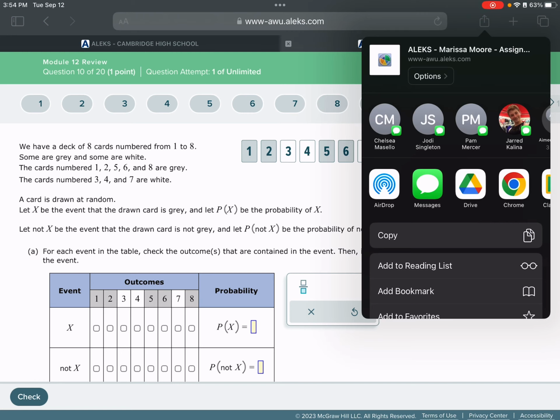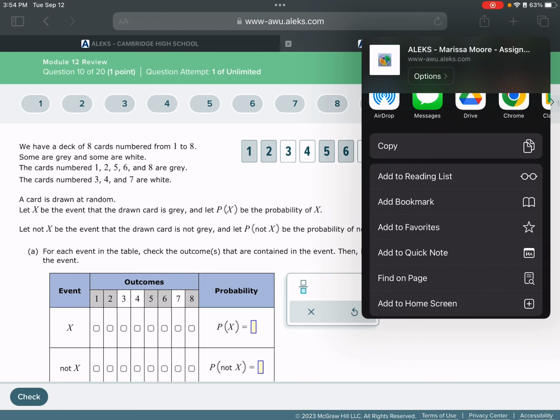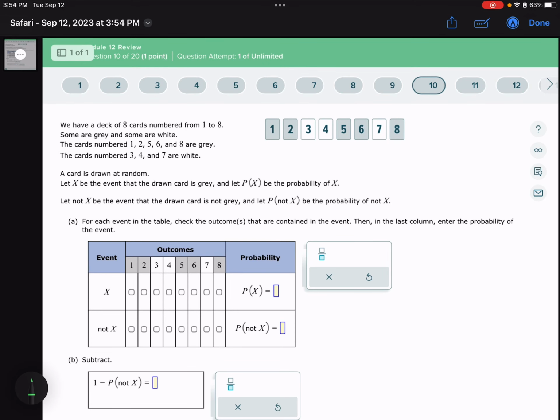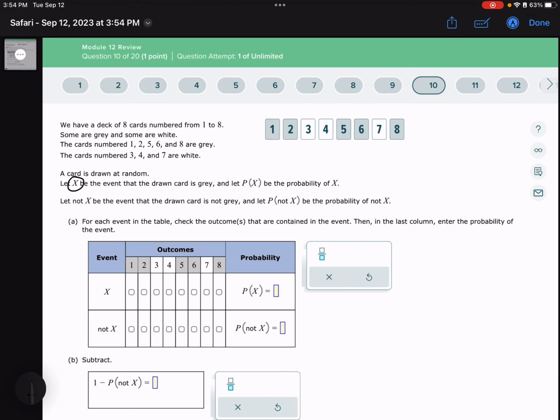All right. On these problems, you need to make sure that you read. I'm finding a lot of your questions are coming from you not reading the problem. X is gray in my case. X might not be gray in your case. X might be white. So make sure you read your problem. So mine is gray. So I'm going to put a check mark or an X for all of my grays.